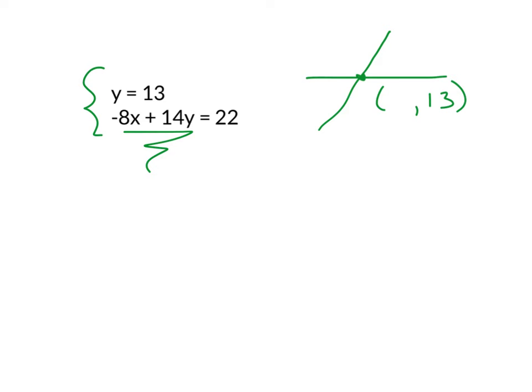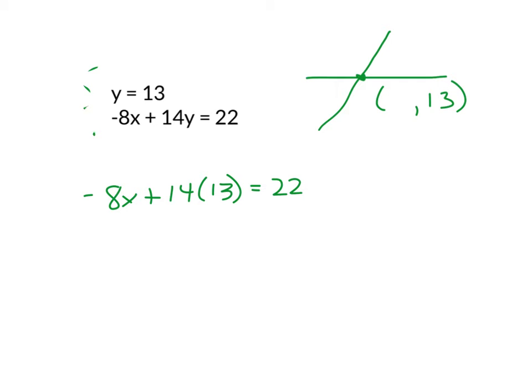So we would have negative 8x plus 14 times 13 equals 22. And you guys can solve that one from there. So again, sometimes they look a little strange with one of the variables missing. That's okay. It means we're already halfway to the end of the problem. Just substitute it into that value in the other equation, and you're good.